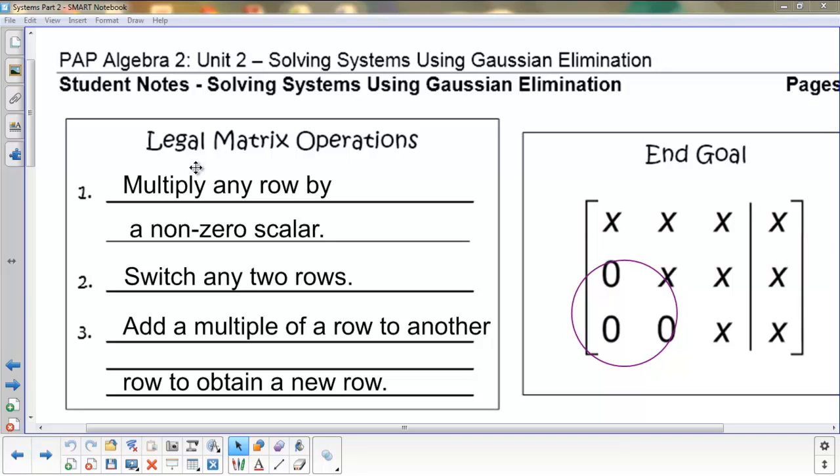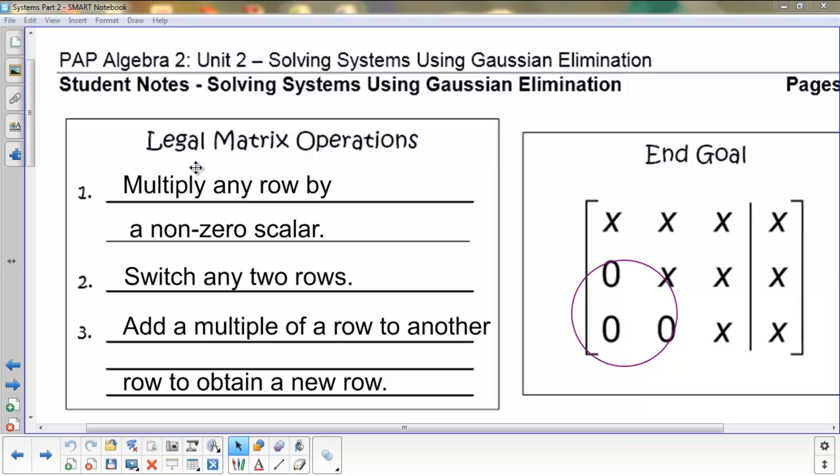Switching any two rows means that we can put any order of rows that we want, or we can use any of the rows that we want in order to conduct our operations. I don't have to use 1 and 2, for example, because they're side by side each other. If I need 1 and 3, I can go ahead and switch those up and make that happen. I can add a multiple of a row to another to obtain a new row, and that is directly off of that elimination method once again.